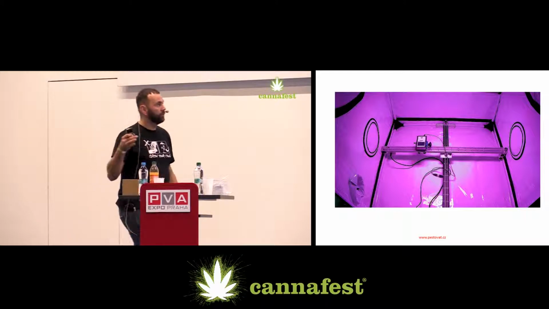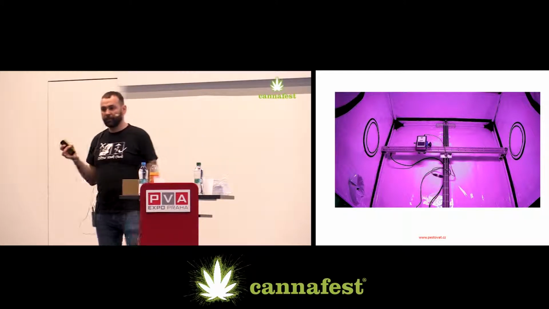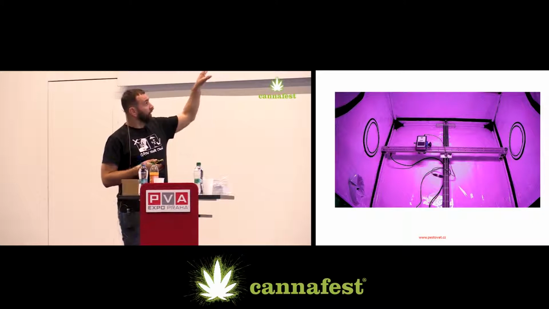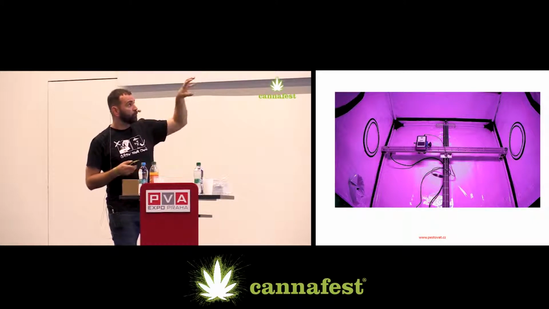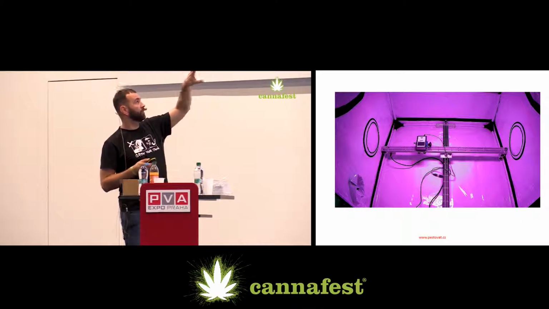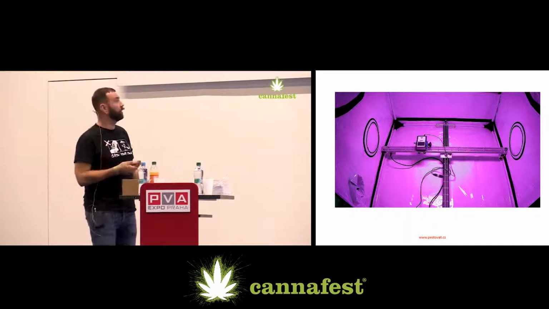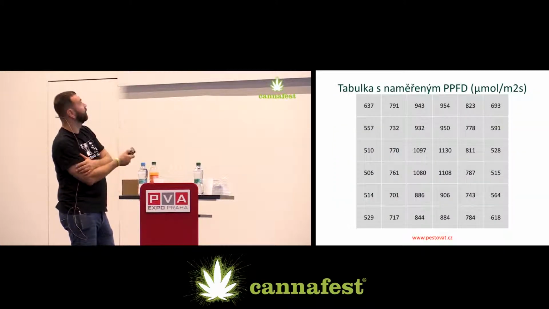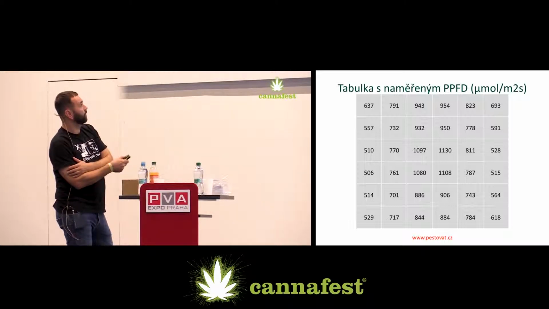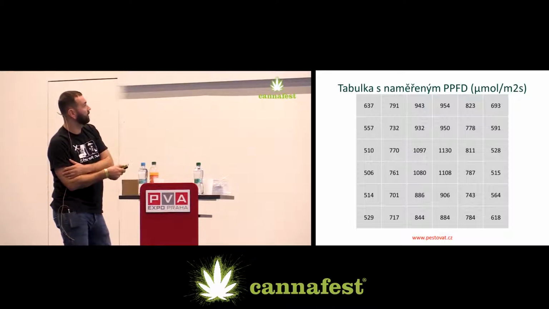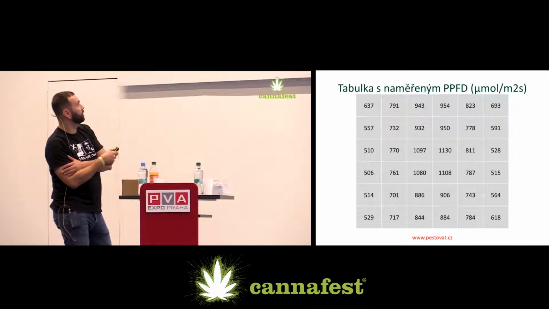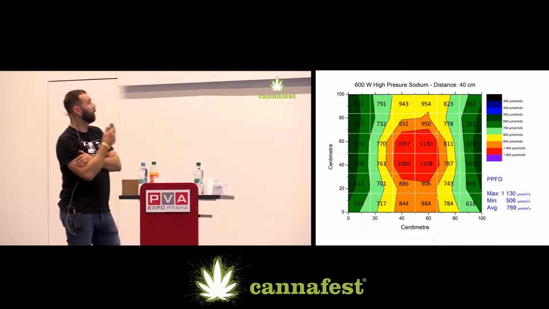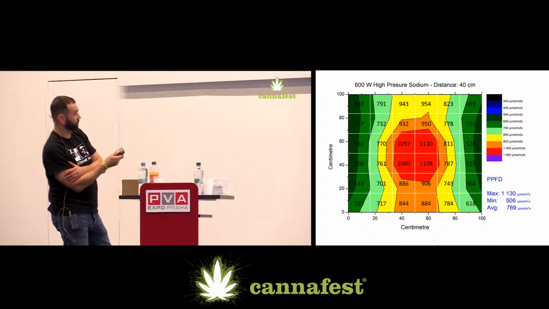36 discrete points, positions in which I have measured the PPFD value, the photosynthetic active photon flux density, so as to best cover the entire growing area. I registered the values in 10 centimeter spacings, and I produced this table. This is how the sensor kept moving. So I had a recording for each of the positions, and out of this table I've produced this graph.